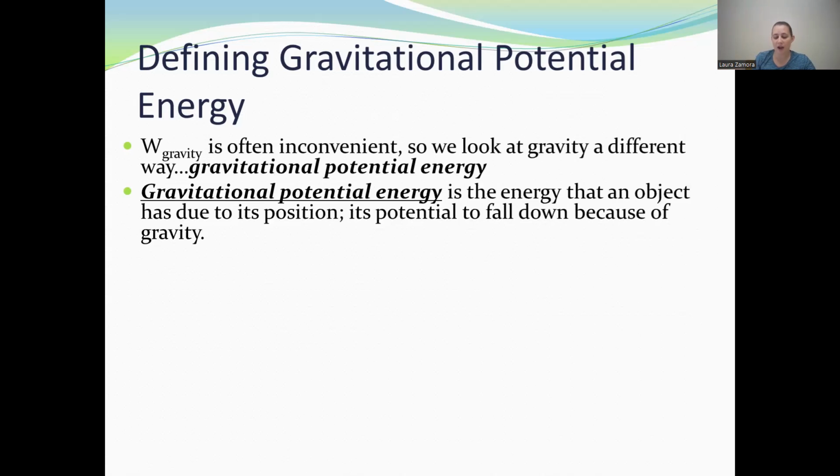So if the object is away from that reference point, let's say the reference point is the floor, and the object is above the reference point, now it has the potential to fall because of gravity. That means it has gravitational potential energy. Potential to fall because of gravity: gravitational potential energy.